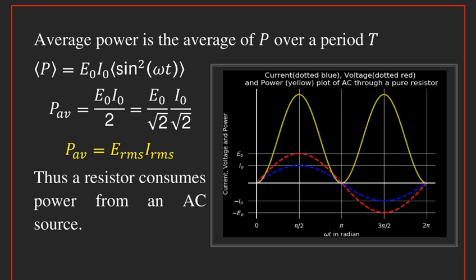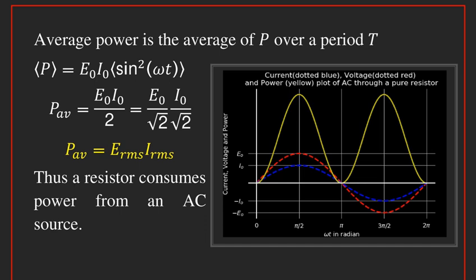Therefore, average power PAV is equal to E0 I0 by 2, that is equal to E0 by root 2 into I0 by root 2. E0 is the peak value of voltage. E0 by root 2 is called the RMS value or effective value of voltage. And I0 by root 2 is similarly called the RMS current or effective value of current. Therefore, in the case of a pure resistor, the average power consumed is equal to ERMS into IRMS.